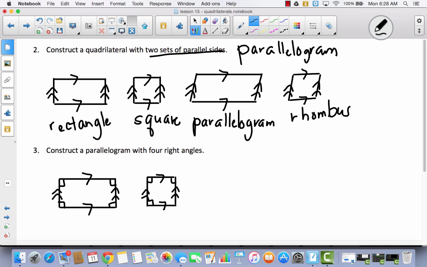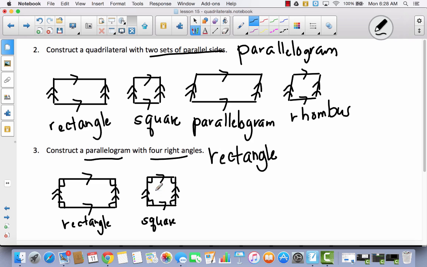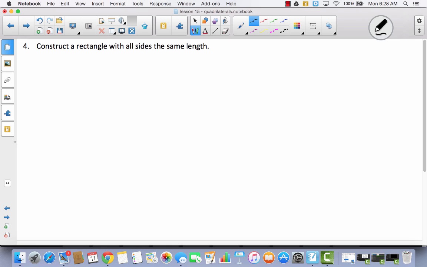Now, this is probably going to blow your mind a little bit when I tell you this. Go ahead and label this rectangle and go ahead and label this square. But both of these figures can be called rectangles, because the only thing it takes to be a rectangle is it has to be a parallelogram with 4 right angles. So technically a square is a rectangle. These are both rectangles. Probably never heard that before.